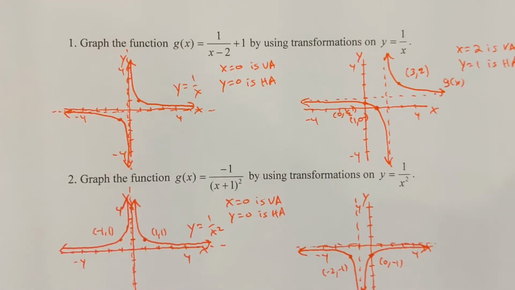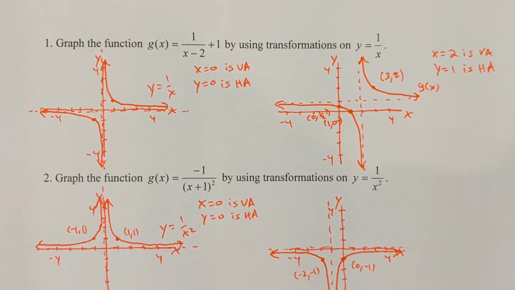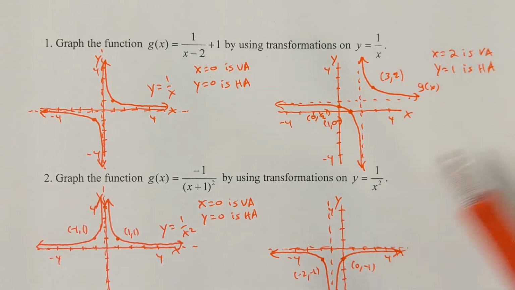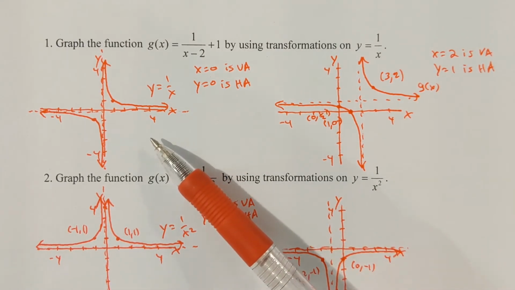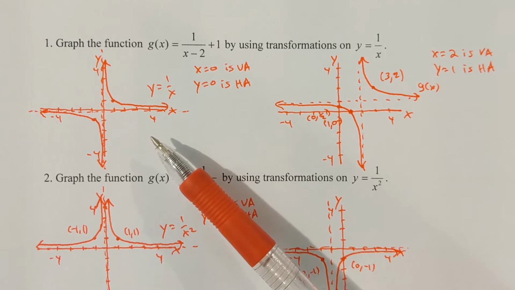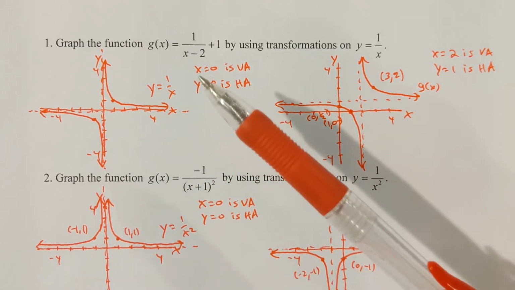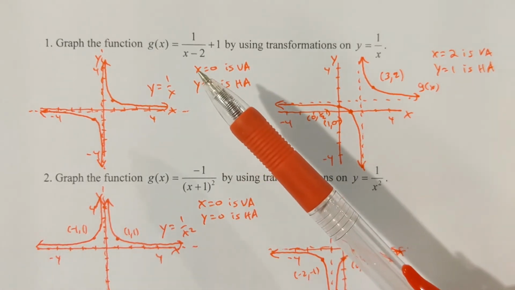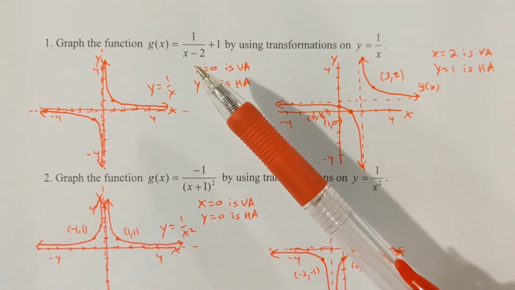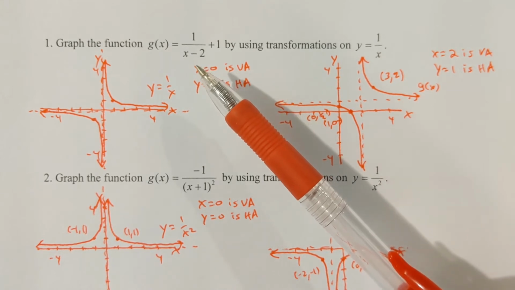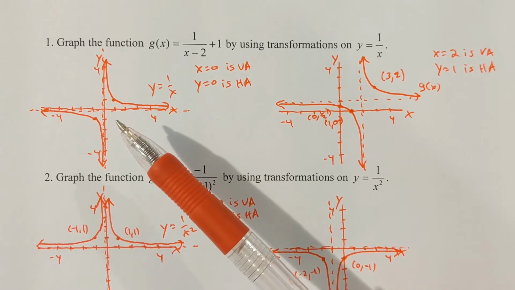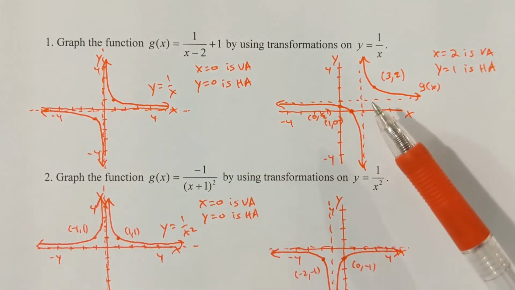Okay, so then on the next page, problem 1, they want us to graph the function g of x by using transformations on y equal 1 over x. I've already graphed y equal 1 over x again. We just looked at that on the previous page. And using what we know about transformations, it looks like we're going to shift this graph twice. We're going to go to the right 2 units because of the -2, and we're going to go up 1 unit. So all these points, bump them over to the right 2 and then up 1.